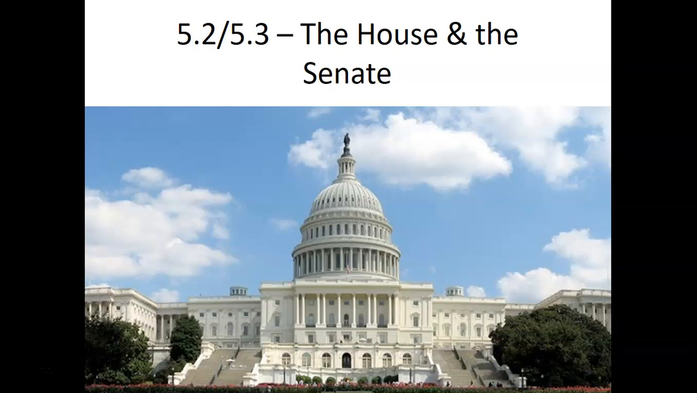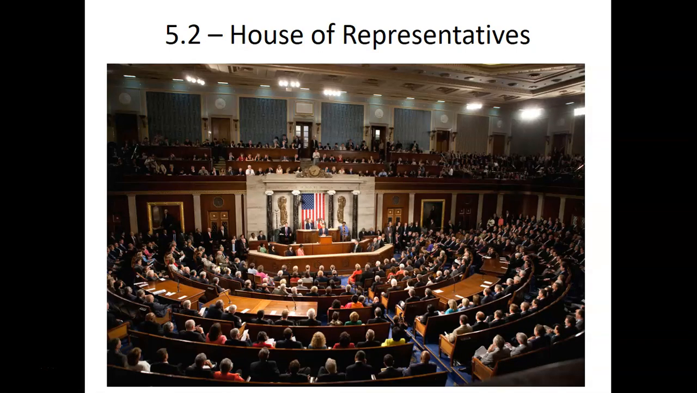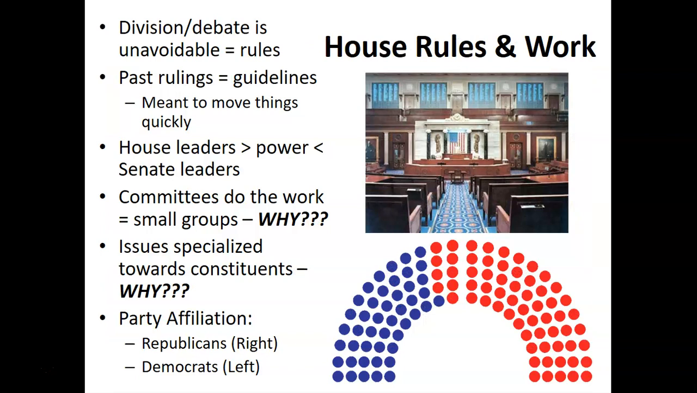So let's get started and talk about our House of Representatives a little bit more specifically. If you look at the picture here, this is the actual House of Representatives. This is during a State of the Union address a few years ago. I believe it was during Obama's second presidency, so it is a little bit dated, the picture.